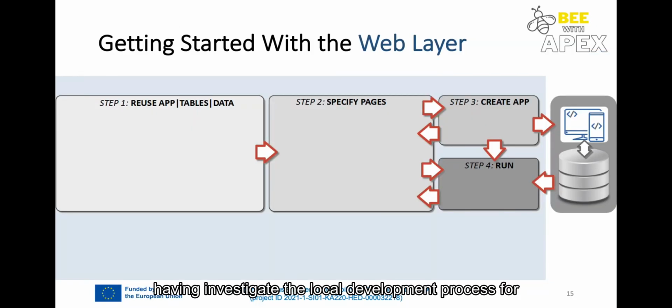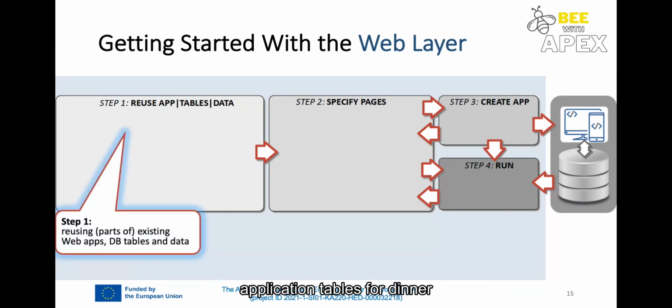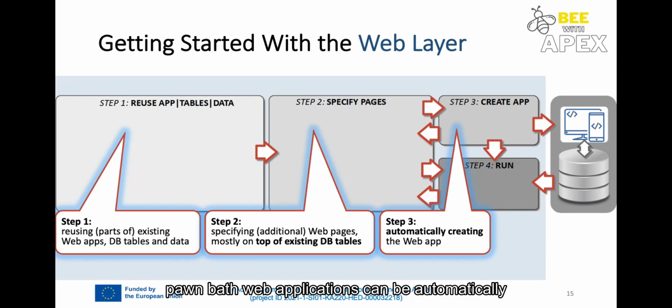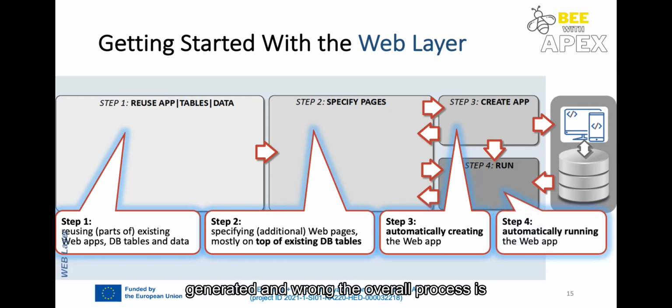Having investigated the low-code development process for the database layer, let's turn to the web layer built thereupon. The low-code development process for the web layer in APEX forms a four-step process, which starts, depending on the reuse, by reusing existing web applications, tables, or data. At the core of the web application development is the specification of necessary additional pages on top of existing database tables. Upon that, web applications can be automatically generated and run.